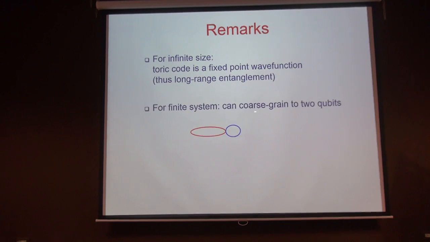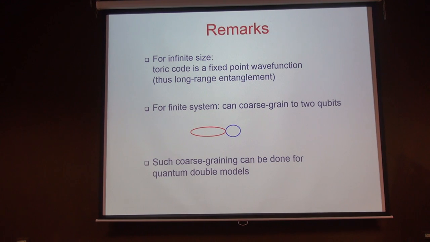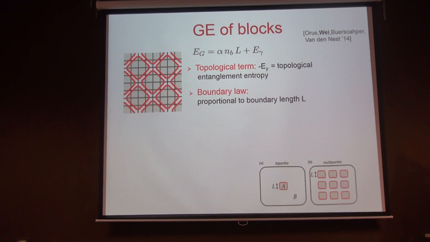If you have a finite system, for example, on the torus, you can actually coarse grain everything so that you are left with two spins. And these two spins are effectively what I described, the effective two spins, two qubits. I want to also remark that you could also do this coarse graining for the quantum double model and then compute the geometric entanglement. The coarse graining was also done in string-net by Vidal and coworkers.